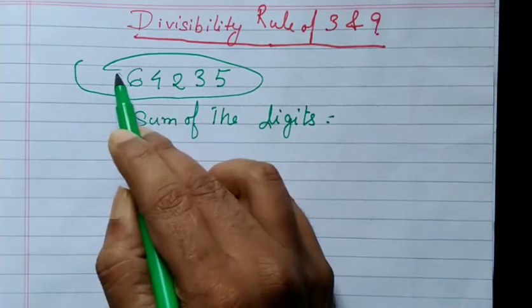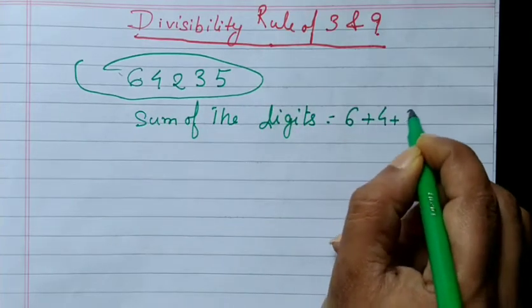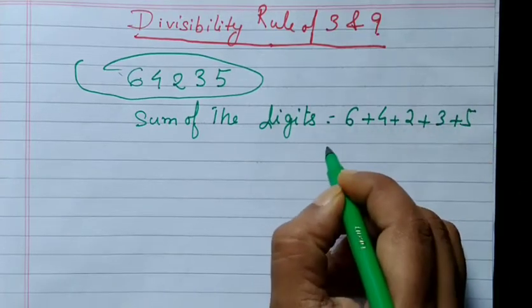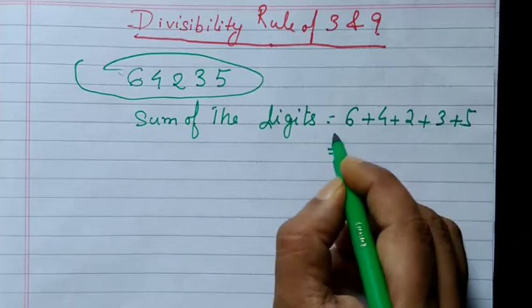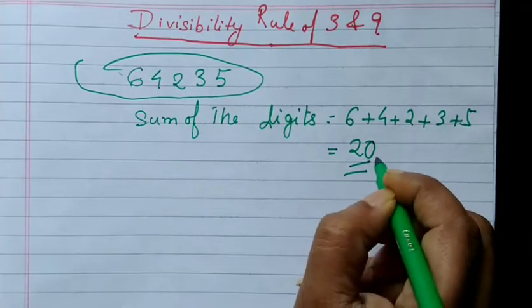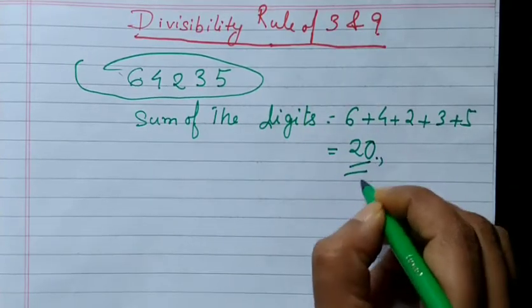So what is the sum of the digits? You have to add all the digits: 6, 4, 2, 3, 5. If you sum all this, you will get 10, 12, 15, 20. Now you have to see whether the sum is divisible by 3. No, it is not divisible by 3.